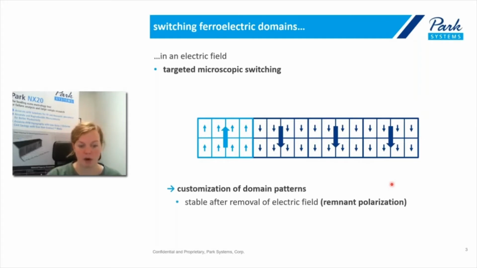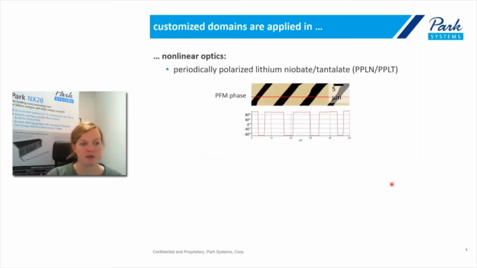What is also required for the application of these materials is that the switched domain orientation is stable even after we remove the electric field that we applied externally. These customized domain patterns are applied, for example, in nonlinear optics. Here, the materials that are used are typically lithium niobate or lithium tantalate. Here we actually have a PFM phase image of such a periodically poled lithium niobate, or PPLN. We can nicely see this periodic pattern in the PFM domain image. We see a bright contrast and a dark contrast, very ordered, which means that here we have one domain that is oriented in one direction, and then the other domain, dark, is oriented in the opposite direction.